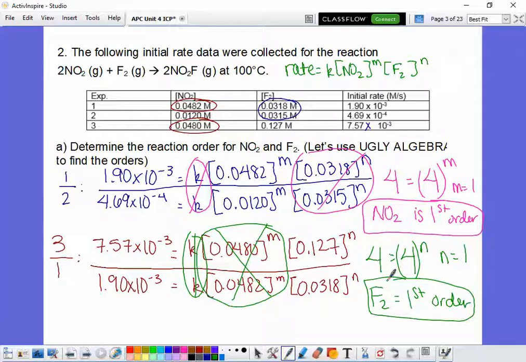What if we doubled, back to what they actually are, they're both first order. If I double the concentration of either of them, the rate doubles. What if I double the concentration of both? What happens to the rate?